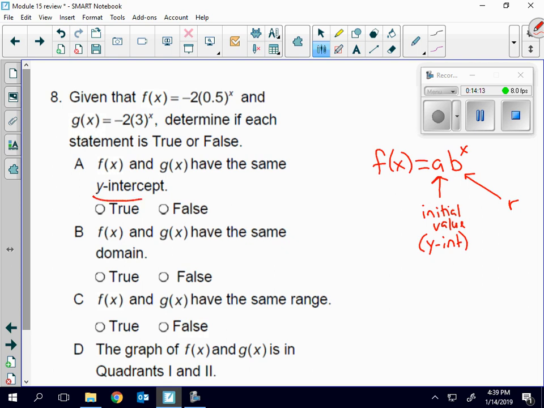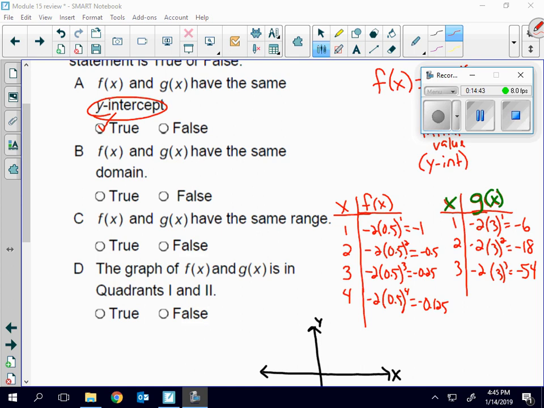So they're asking, do they have the same y-intercept? Is the A the same in each problem? Well, here's the A in f of x. Here's the A in g of x. So yes, they do have the same. Okay. B asks for the domain. So you have to think of what these graphs would look like. And if you don't know, you can always make a table. In fact, that's what I'm going to do right now.